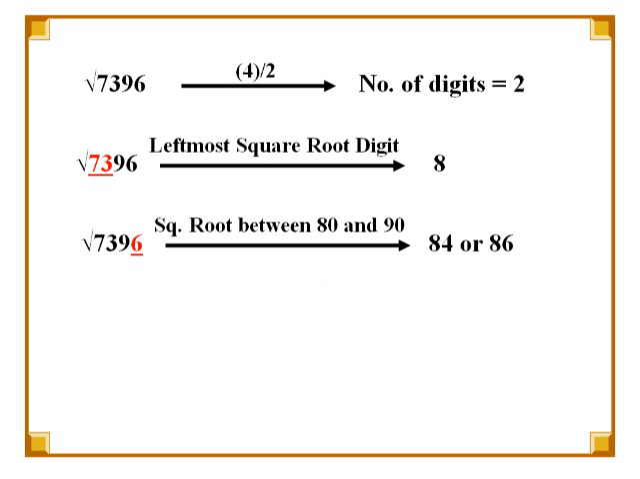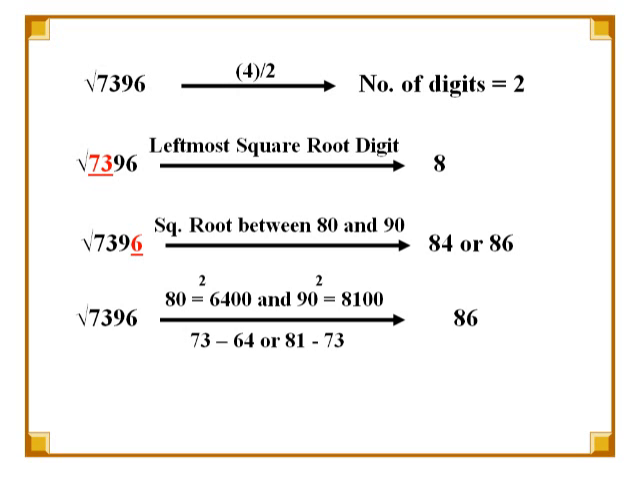This tells us two very important things. One, that the leftmost digit of the square root is 8, and second, the square root is between the numbers 80 and 90. We now look at the rightmost digit of 7396, which is 6. There are two single digit numbers whose square ends in 6. They are 4 and 6. The square of 4 is 16 and the square of 6 is 36. Our desired square root therefore could be either 84 or 86.